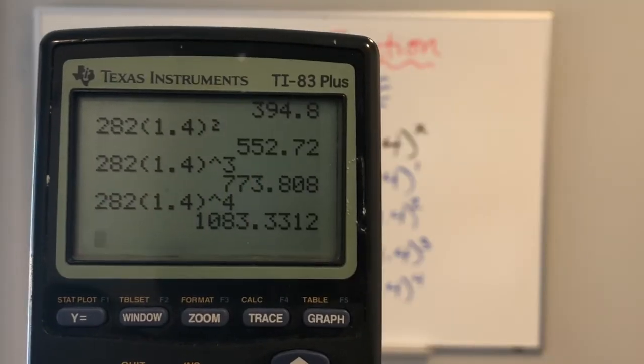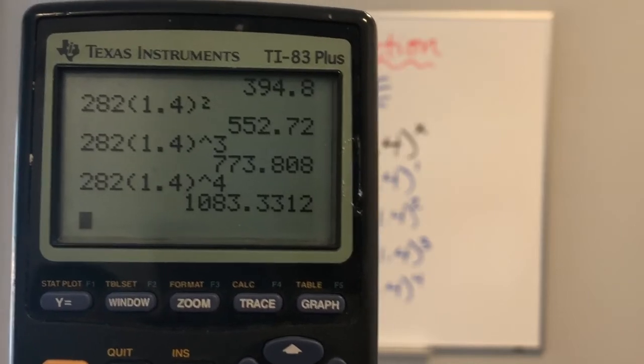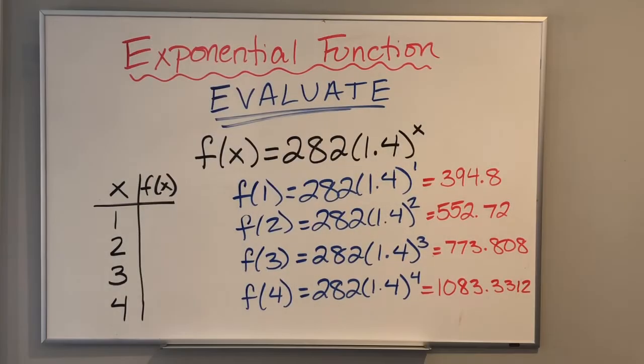Here are the answers I got. I'm now going to write them on the board. If you notice with an exponential function, these numbers are growing very big, very fast. As we know that people with coronavirus are more and more getting affected each day. Over here, I am going to write those numbers, but I'm going to round them.